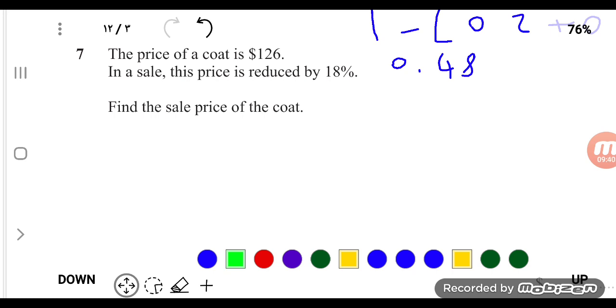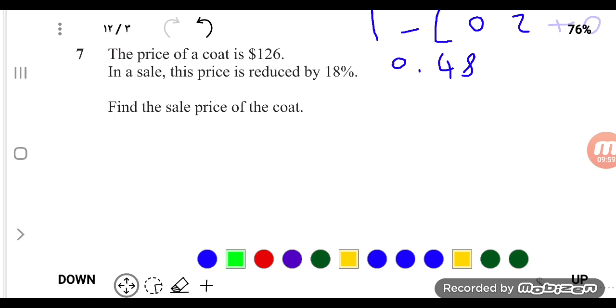The price of a coat is $126. In a sale, this price is reduced by 18%. Find the sale price of the coat. So we want to reduce this amount by 18%. We do the following.